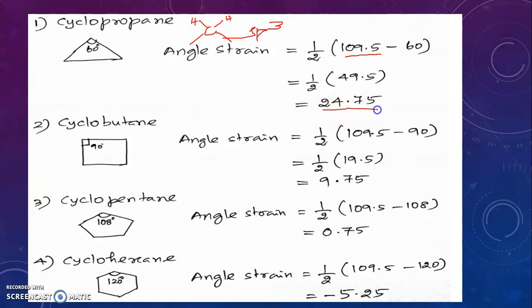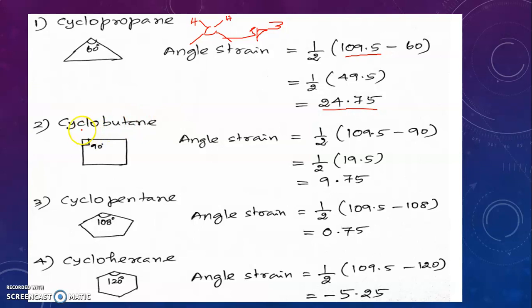Listen, this much deviation is there from the normal bond angle of 109.5 degrees. As the deviation is more, angle strain is also more. As angle strain increases, stability decreases. Therefore, cyclopropane has 24.75 degrees of angle strain, which makes this molecule highly unstable. So the stability of the molecule is very, very low.